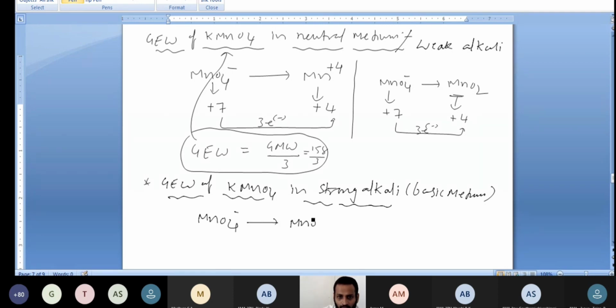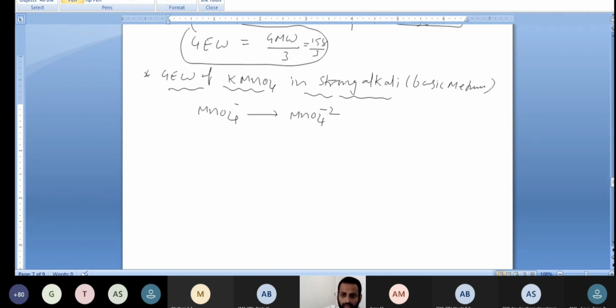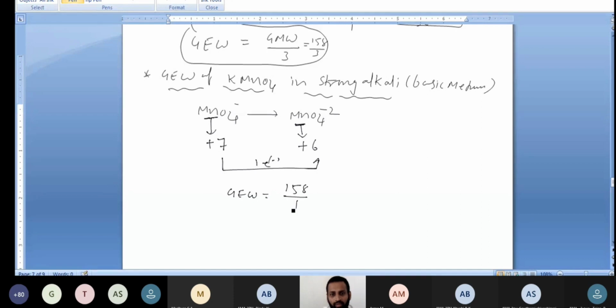converts to MnO4 2 minus actually. Got it, sir, clearly? So here you have a manganese oxidation state. Here manganese oxidation state is plus 7 in MnO4 minus. Here manganese oxidation state is plus 6. Plus 7 converted to plus 6. So 1 electron transfer. Therefore, the gram equivalent weight is equal to 158 by 1, because plus 7 converted to plus 6.